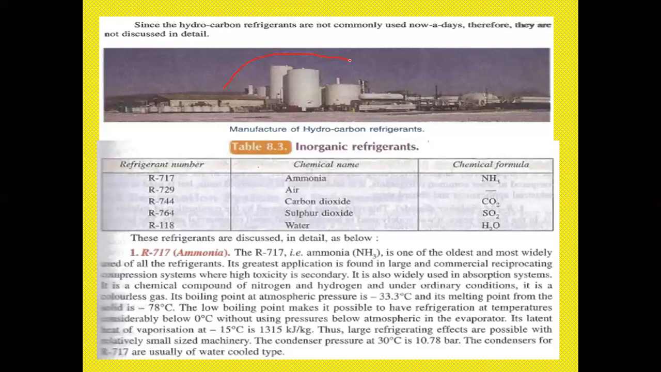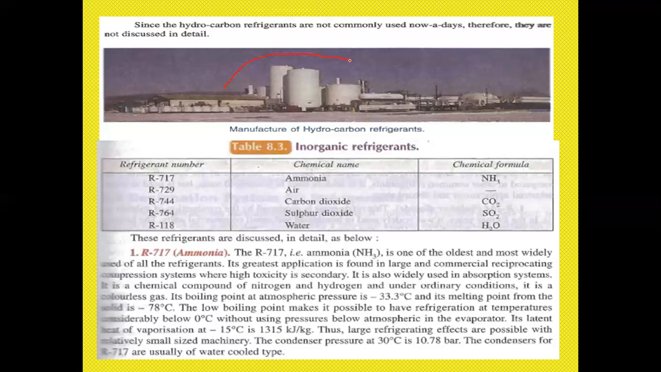Ammonia is a chemical compound of nitrogen and hydrogen, that is NH3, under ordinary conditions. It is a colorless gas.